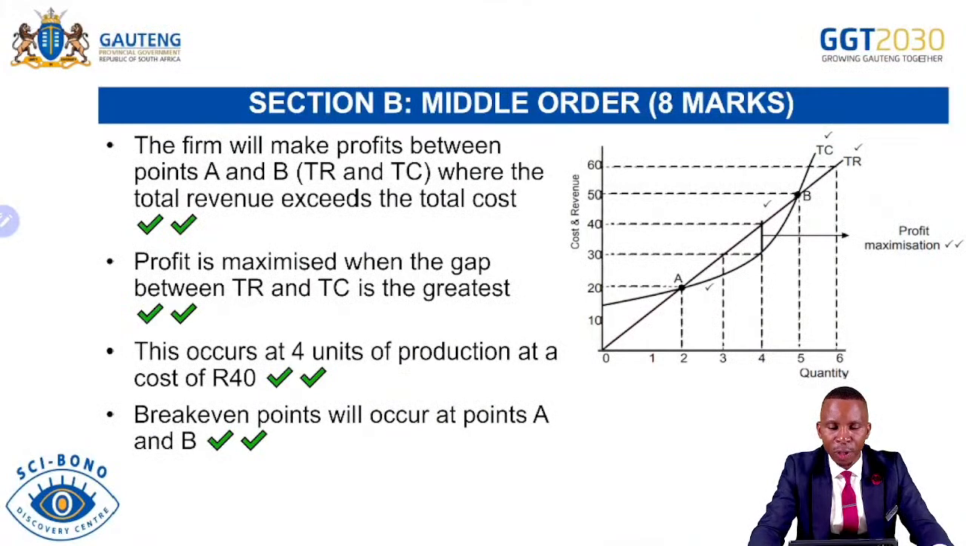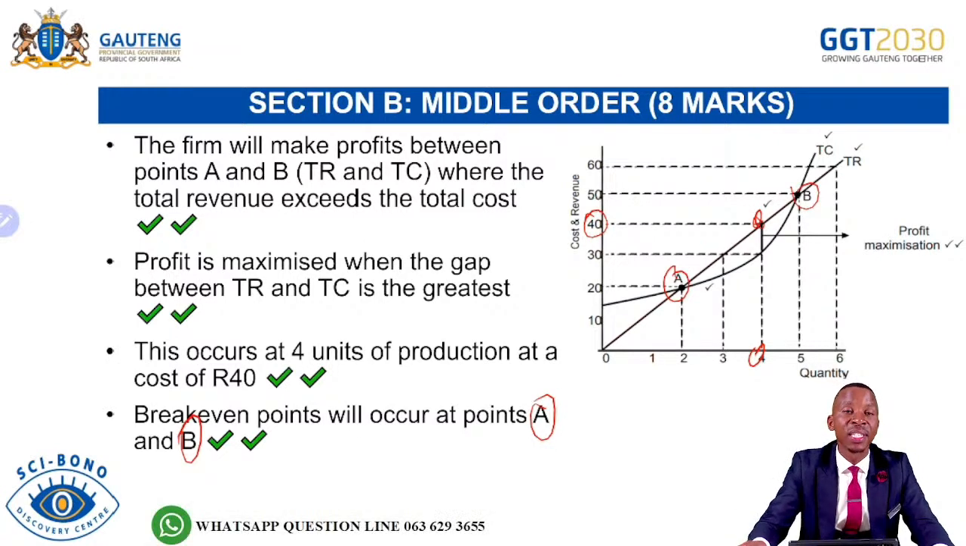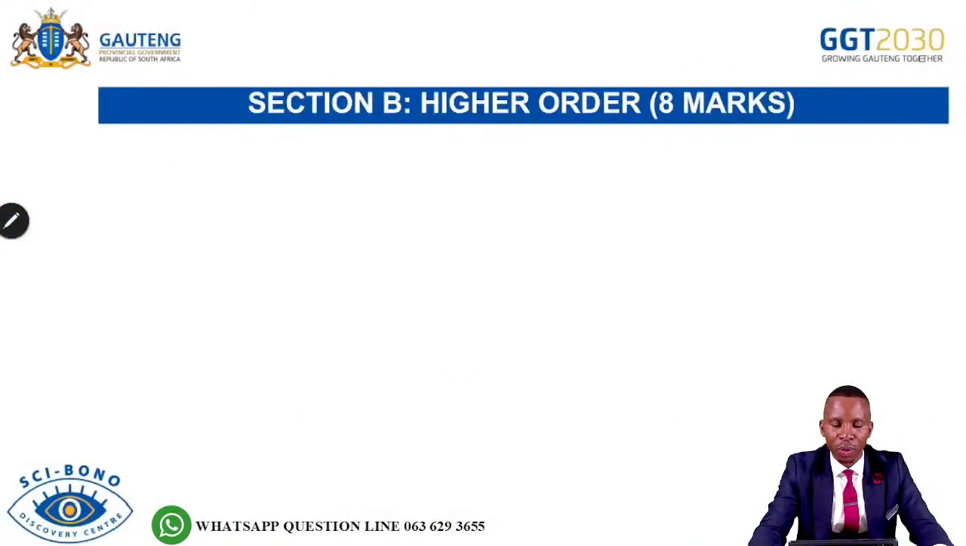The firm will make a profit between point A and point B, where total revenue (TR) exceeds total cost (TC). Profit is maximized when the gap between TR and TC is the greatest. This occurs at 4 units of production and at a cost of 40. There is the point. And then the break-even point will occur at point A and point B, where TR is equal to TC. So that's the break-even point on normal profit. And then we continue with the higher order.